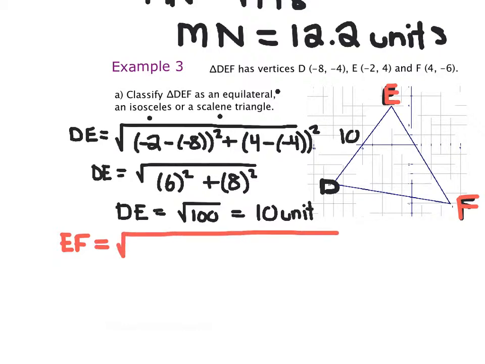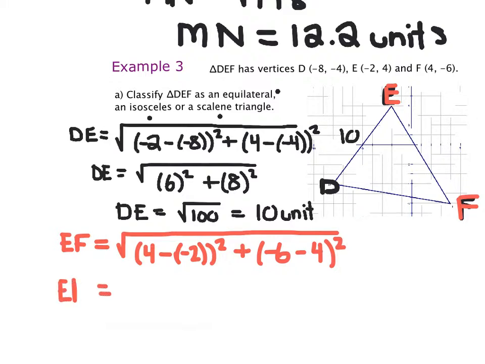And we start with the second value. So we're going to start with the 4, subtract -2 squared, plus -6, subtract 4 squared.